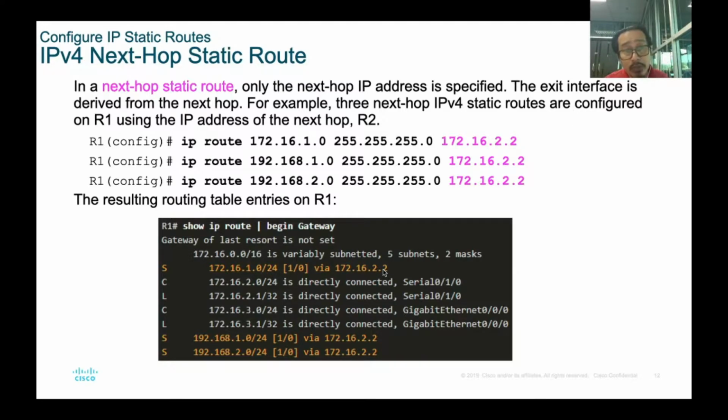Where is 172.16.2.2? R1 still needs to figure out where 172.16.2.2 is, so R1 needs to do one more lookup. Is there a network for 172.16.2.2? There is a match with this line: 172.16.2.0/24 matches the next hop 172.16.2.2. So in order to reach this IP address, it must go through serial 0/1/0. That's how the router looks for its pathway.